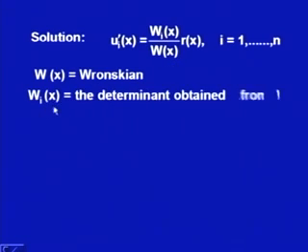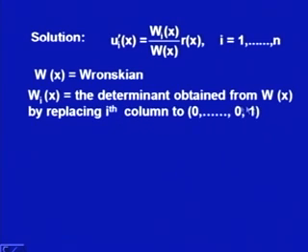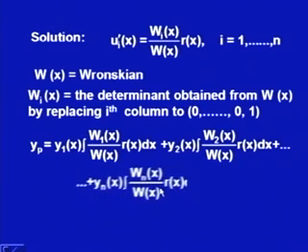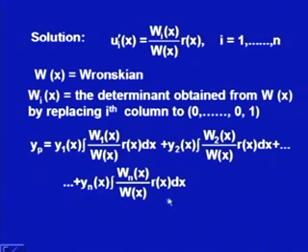And what is Wi(x)? This is the determinant obtained from W(x) by replacing the ith column by 0, 0, 0, 1. I am just giving you the method of how to find the solution from the system of equations. Then what will be my yp(x)? yp(x) would be simply y1(x) times the integral of W1(x) upon W(x) r(x) dx, plus y2(x) times the integral of W2(x) upon W(x) r(x) dx, and so on, yn(x) times the integral of Wn(x) upon W(x) r(x) dx. That is, ui dash x are these, so ui(x) would be simply the integral of this with respect to x.